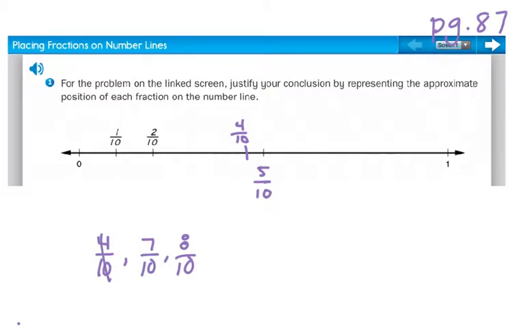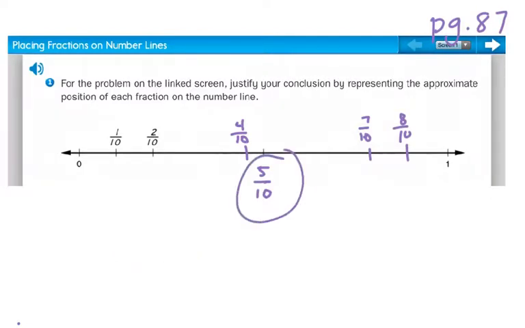7/10 is about, let's say maybe here. 8/10, and 9/10, and so forth. So you're just trying to find what would be the approximate location. Remember, always use the halfway point as a way to determine if it's more than half or less than half.